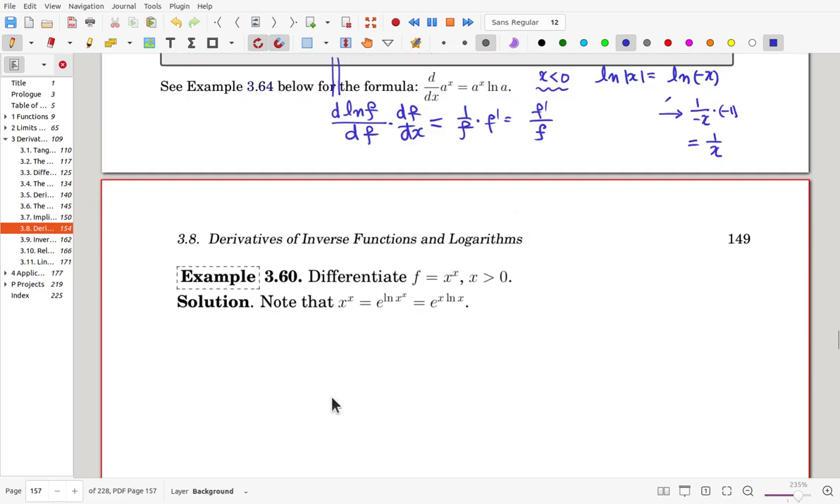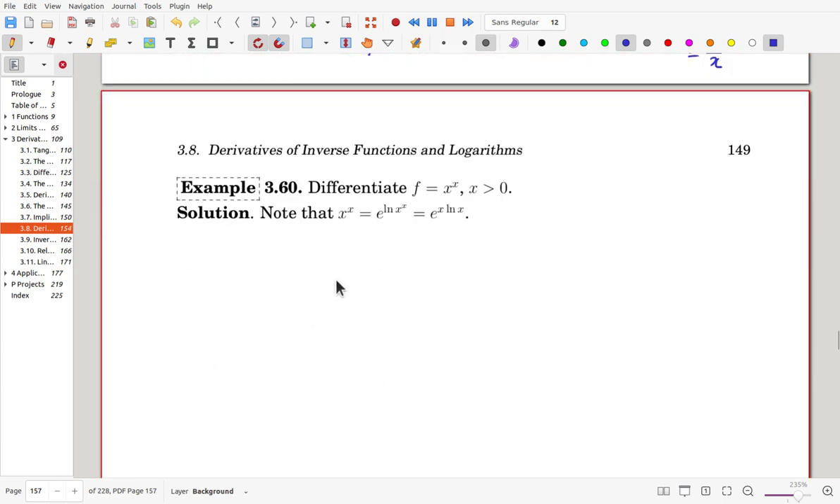Right? Okay. Now we will differentiate the function f(x) equals x to the x, and x is positive. Then x to the x can be written again along with that identity function.